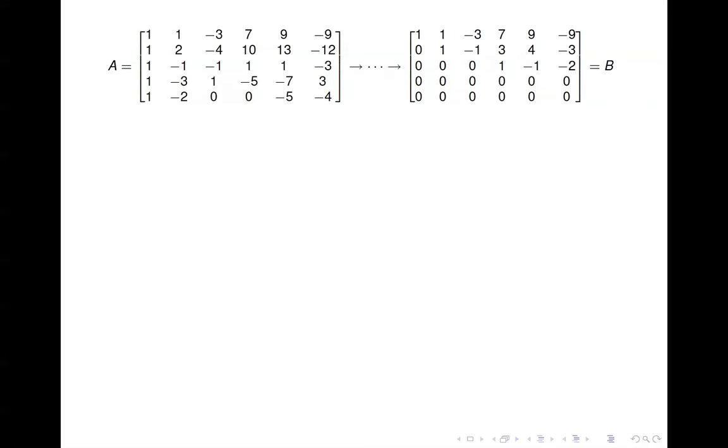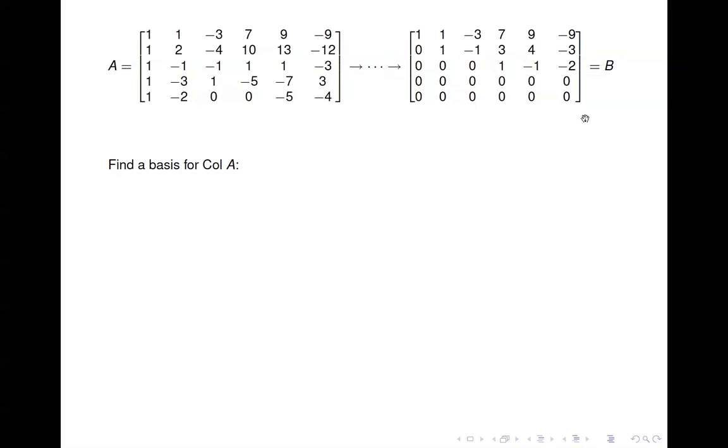Now let's look at a little more interesting example. There's a big matrix A, and after some row operations, we end up with this version of A. Okay, this is an echelon form, and we'll call that matrix B.